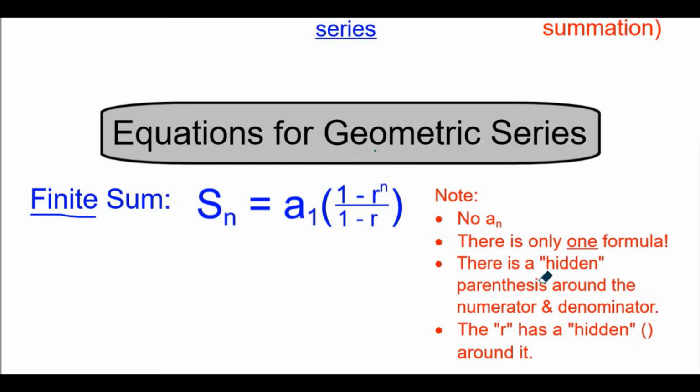There is a hidden parentheses around the numerator and denominator, so it's very important to understand, especially when you're typing this into calculators, that there's actually a parentheses here and down here, which we learned when we did rational functions. The r also has a hidden parentheses if it's negative or a fraction, and that's really going to matter. So we really need to make sure we encapsulate it in parentheses if it's ever something that isn't just an integer.